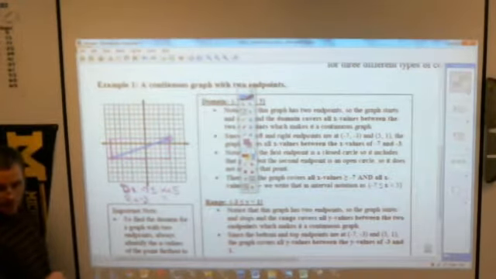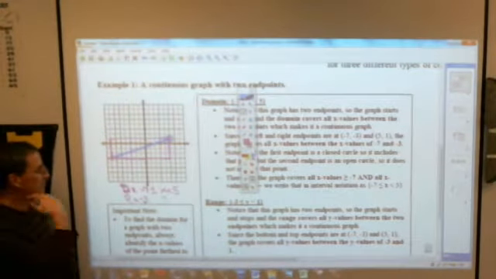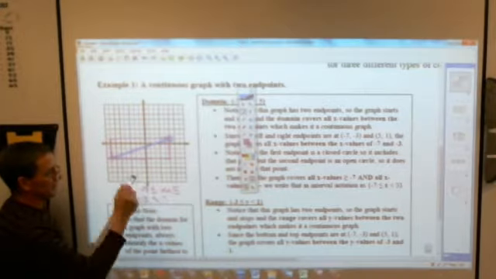Right? Aren't you on the same page? Yeah, I was looking back at inequalities with the circle.